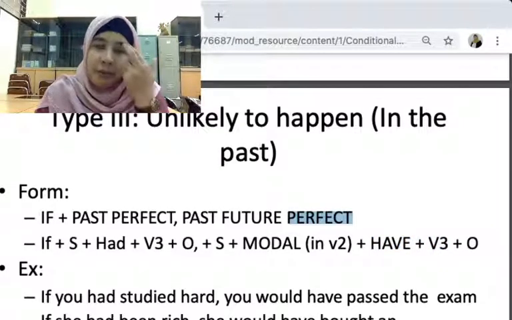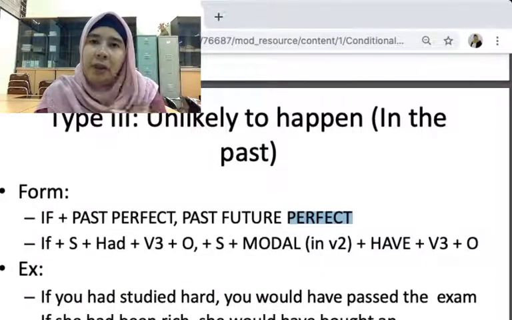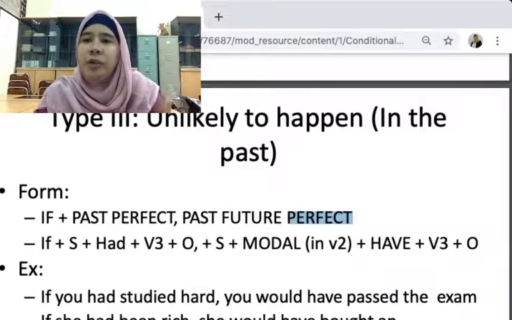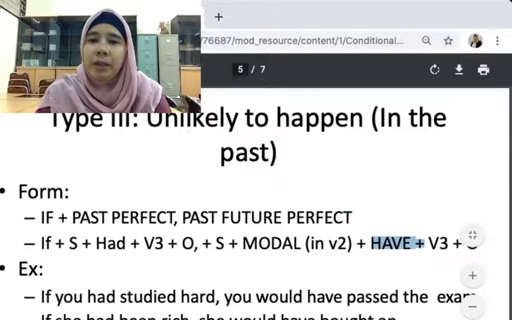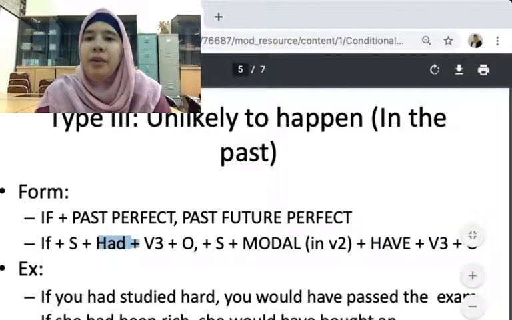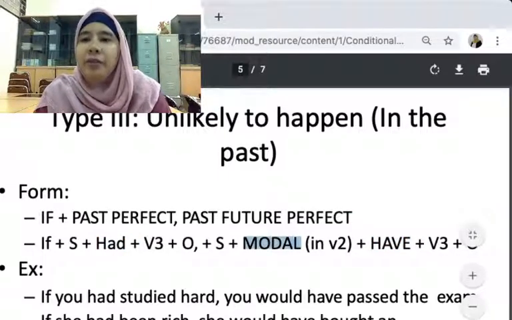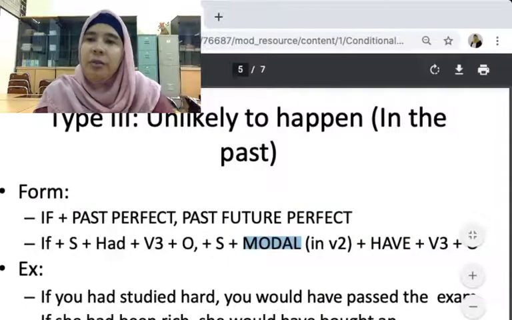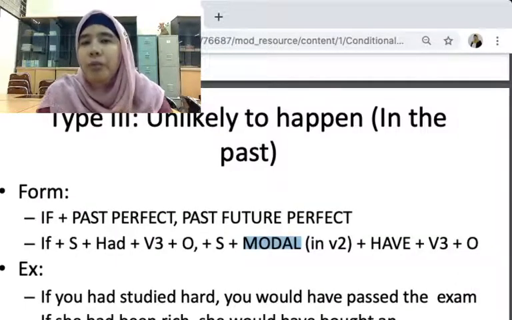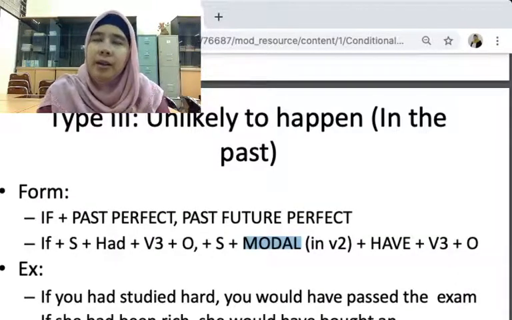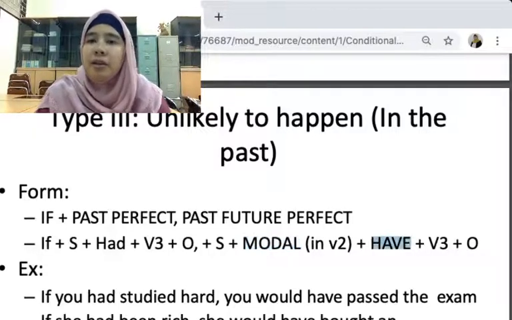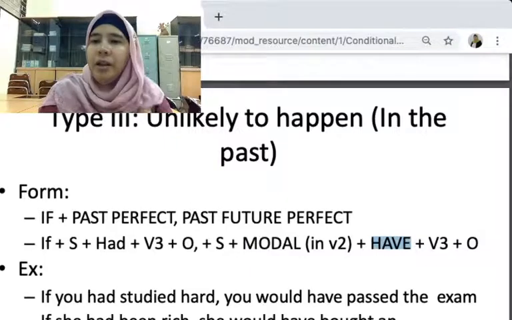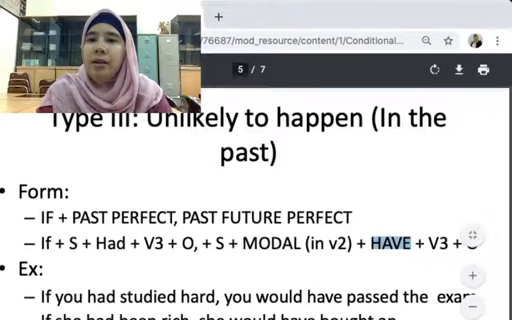Okay? Representative of perfect itu kan every verb 3 should be added with kalau nggak has, have atau had. The question is, why do we have have di sini? Kenapa nggak has atau had seperti past perfect? Because you have modal. And every modal should be followed only with the verb 1. Hanya verb 1 saja. Nggak pakai verb 1 plus es or ed or something like that. No, only the verb 1. So you might continue with the have. And then verb 3, and then the object.